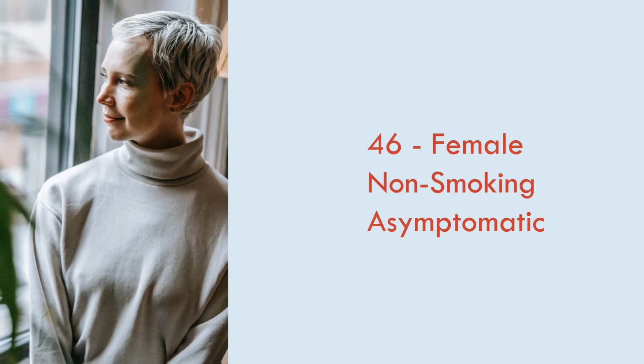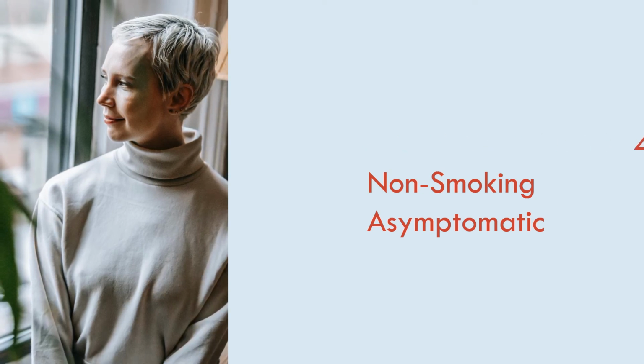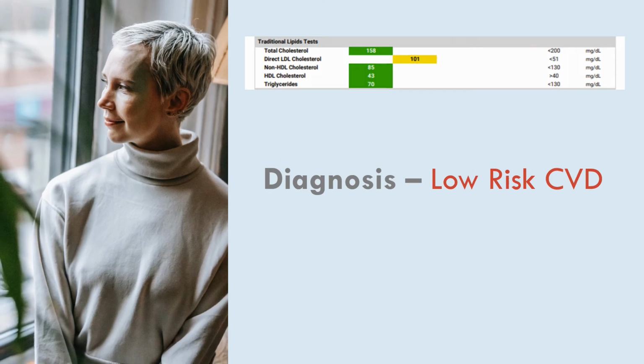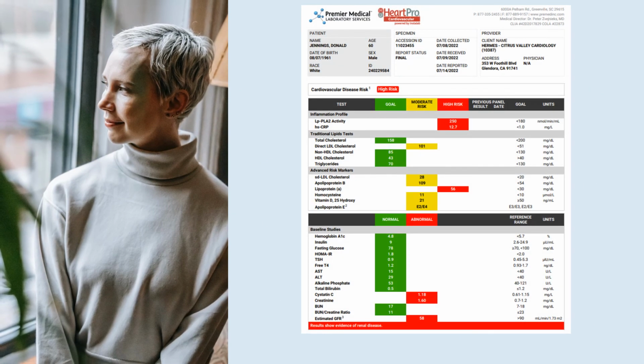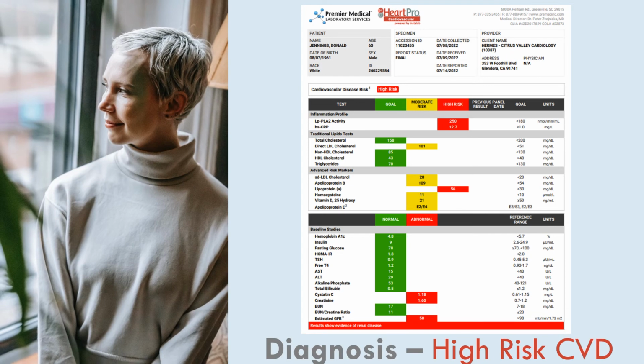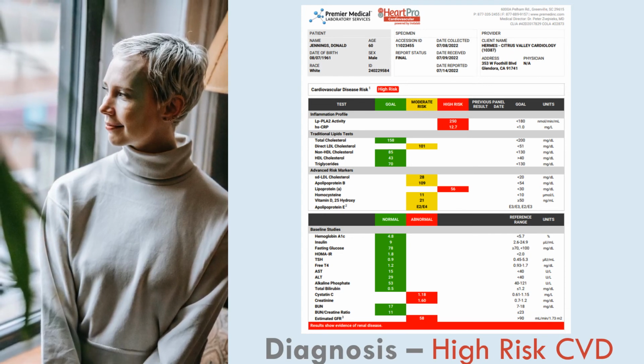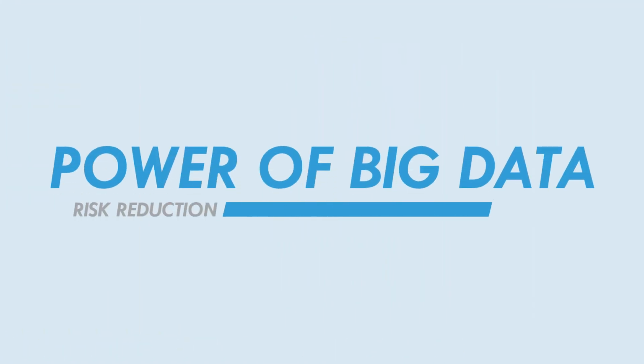As an example, this 46-year-old asymptomatic, non-smoking female would appear to be at low risk for cardiovascular disease based upon her lipid panel. However, MD Heart Pro tells the rest of the story, identifying key inflammatory and other advanced risk markers that actually put her in a high-risk category for cardiovascular disease. With the power of data, this patient's physician can provide a targeted treatment plan, mitigating the risk of cardiovascular disease for this patient.